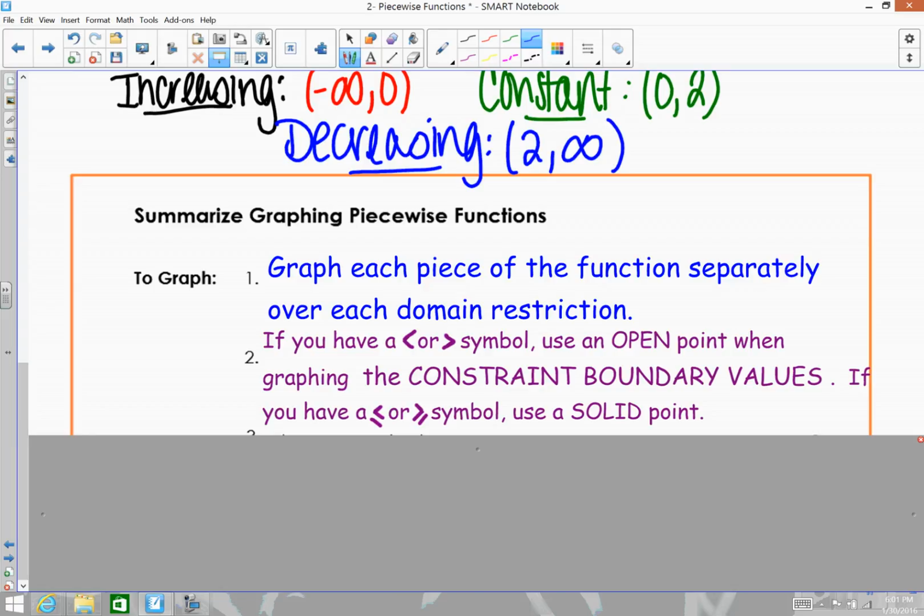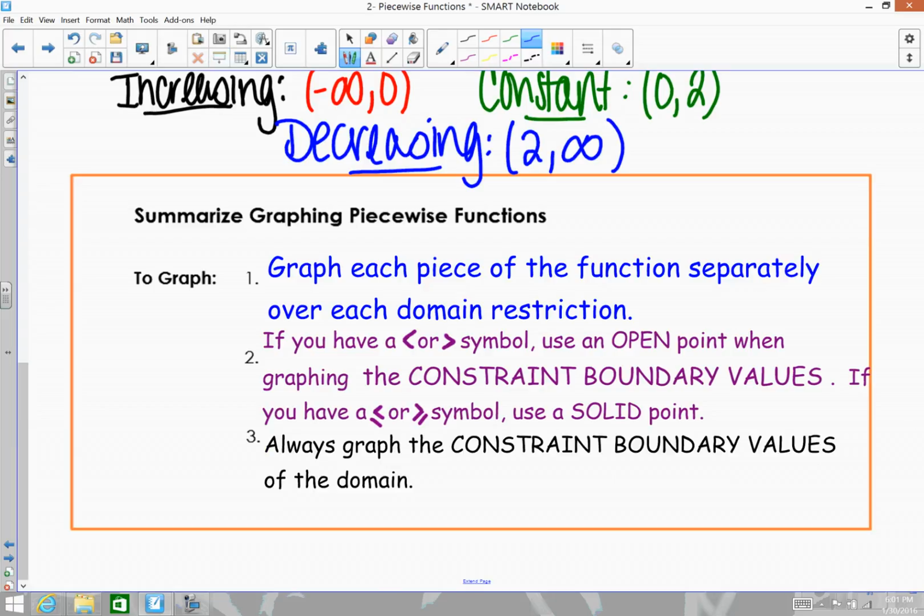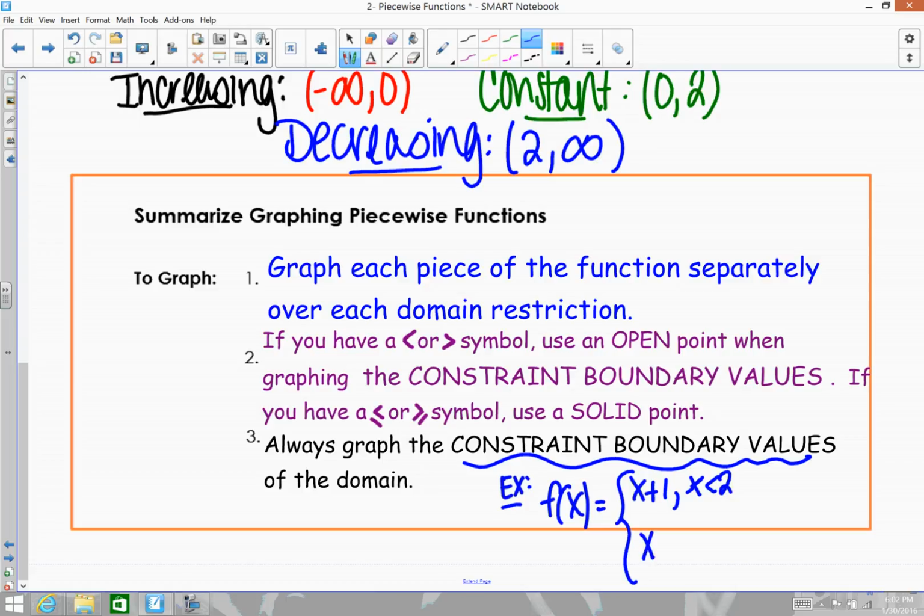And then the last piece here is that you always want to graph those constraint boundary values of the domain. So I'm going to add an example here of what I mean when I say these values. So for example, I have f of x equals x plus 1, when x is less than 2, and then I have x, when x is greater than or equal to 2. 2 is going to be my boundary value. So that's where the graph is changing. So it's where the pieces are now different. So these are what I'm calling the boundary values.